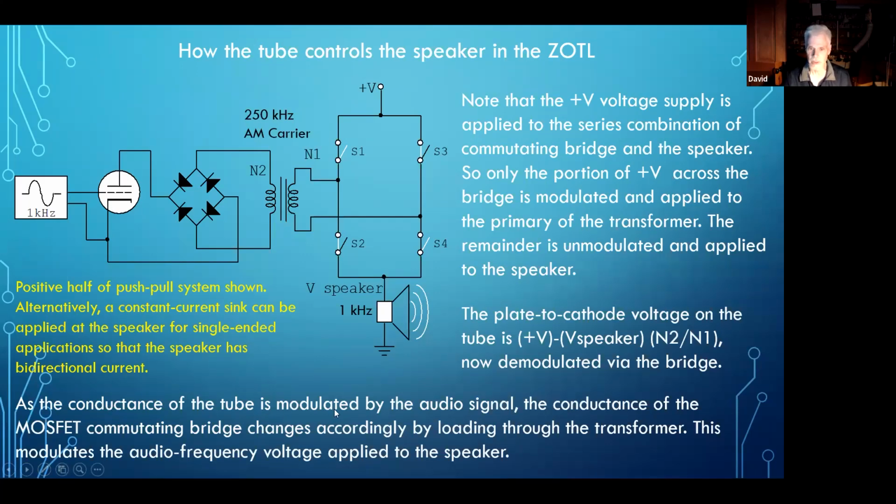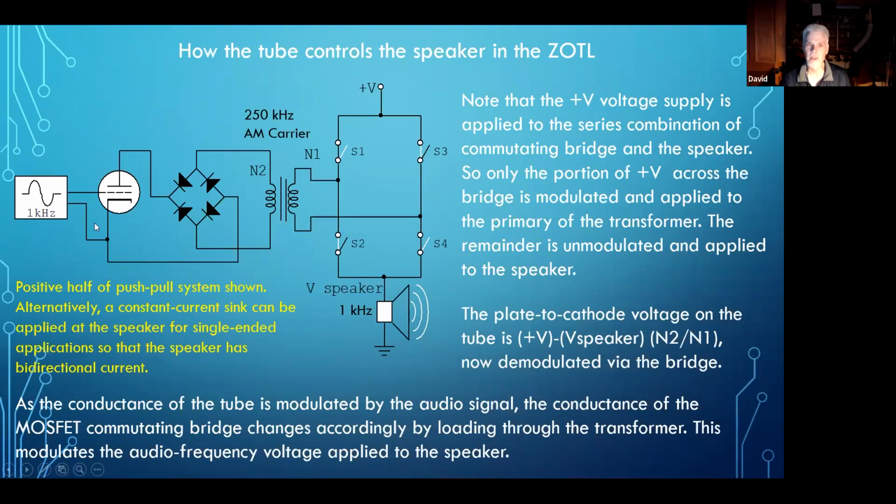As the conductance of the tube is modulated by the audio signal, the conductance of the MOSFET commutating bridge changes accordingly by loading through the transformer. This modulates the audio frequency voltage applied to the speaker.